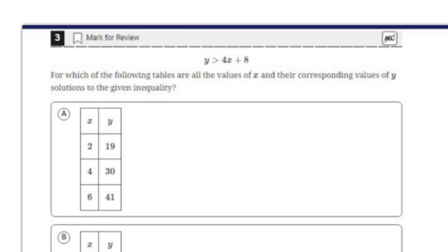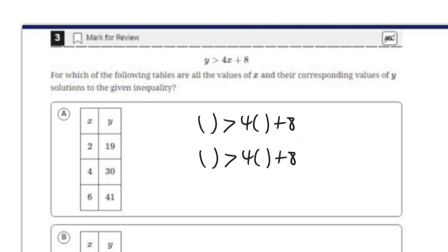Now, we're going to be ultimately performing 3 tests here. So let me just do this really quick. They're suggesting that when x is 2, y is 19, we will be inspecting that. We will be inspecting when x is 4, y is 30. We're going to see if that's true. And we're going to be inspecting when x is 6, y is 41.